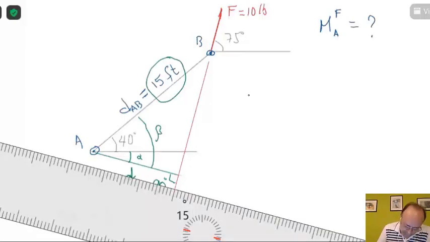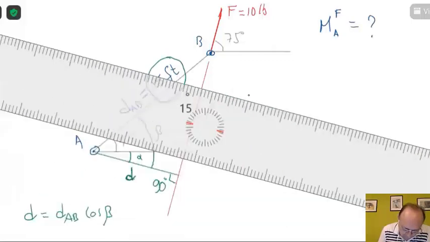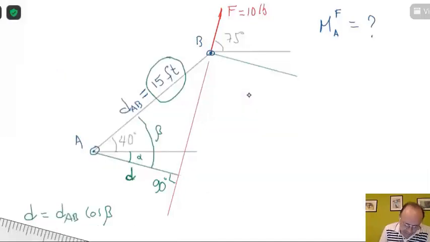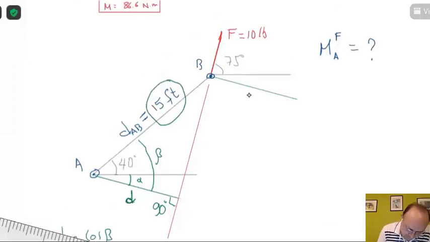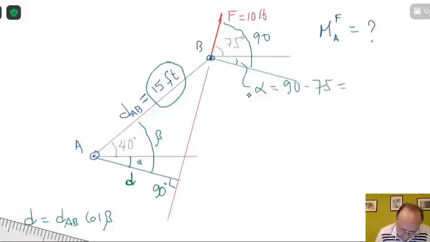So what is this angle alpha? If we draw parallel to this green line on the point B, this other green line here perpendicular to the force, so this angle is 90 degrees. This is 90 degrees. So then this is alpha. 90 minus 75, this will be 15 degrees. So alpha will be 15 degrees.